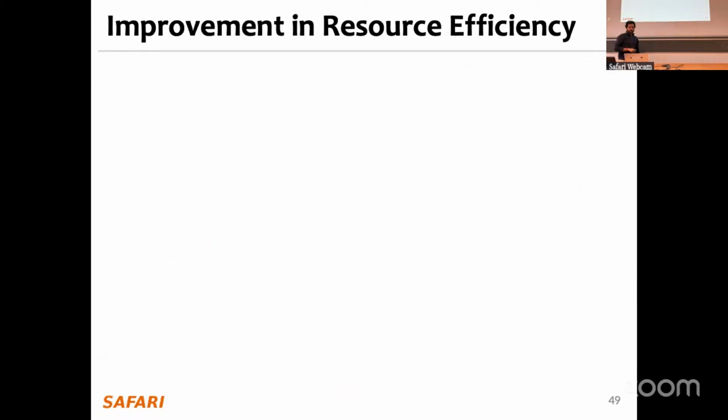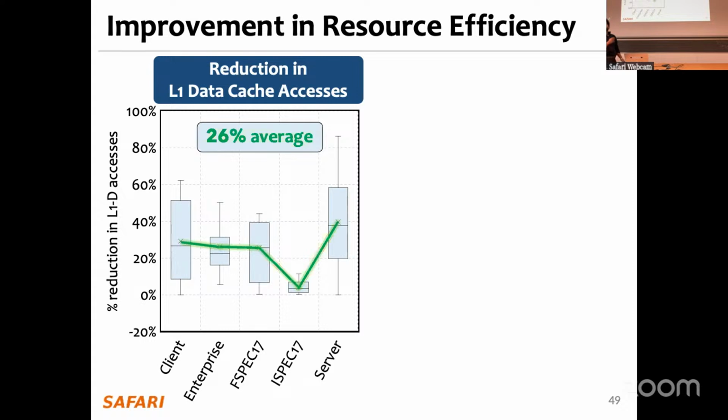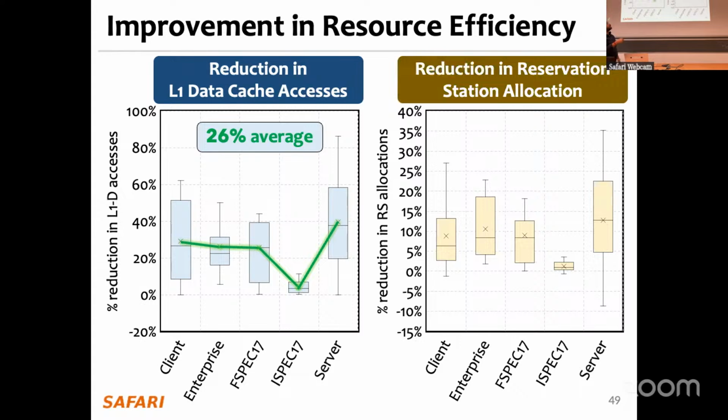Now, because you are also eliminating instruction execution altogether, that improves resource efficiency. Resource efficiency meaning, if you look into L1 data cache accesses, they get reduced. That's the reduction bar we are looking at. On average, we see 26% of the data cache accesses getting reduced. In the same way, the reservation station, meaning the scheduler in the out-of-order processor, is not going to be taken by this eliminated load. That gives us an 8.8% reduction in scheduler entries used.